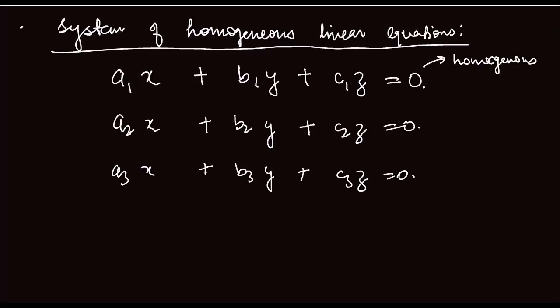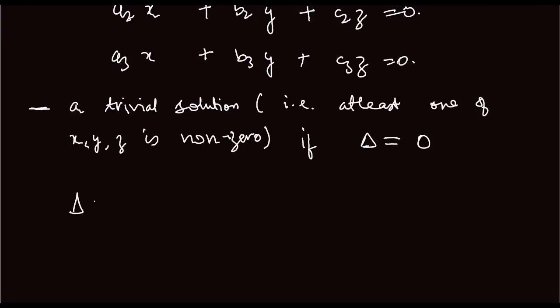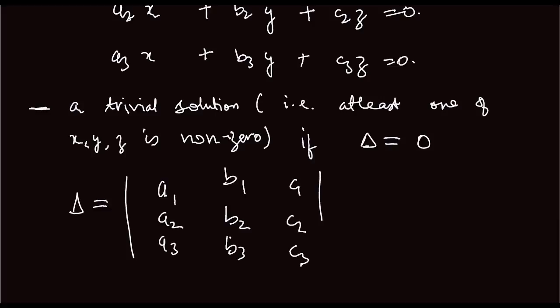Fine. So you have three homogeneous linear equations, and the condition is they will have a non-trivial solution, which means that at least one of x, y, z is non-zero. Not all the three are zero. Okay. So this is if delta is equal to 0, where delta is made from the equations. So a1, a2, a3, these are the coefficients of x, y and z, then b1, b2, b3 and c1, c2, c3. Fine. So this is delta.